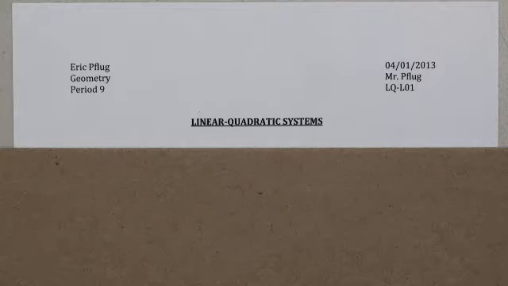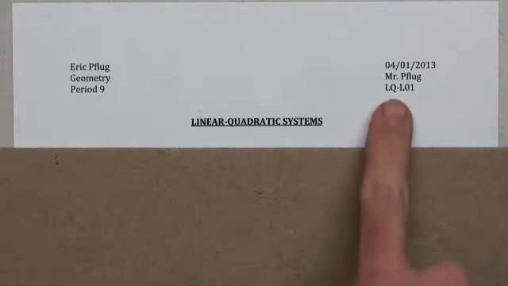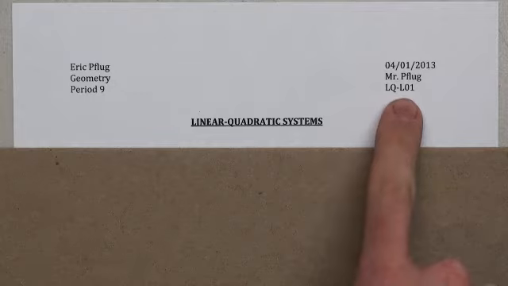The other half of the times it's usually on a proof, which we'll be doing during the review again. So put the heading that I have up there, skip a line, and write down the title of the lesson. It's linear quadratic systems. Okay? And this is going to be LQ for linear quadratic, and it's going to be dash lesson 1. There's only going to be one lesson.